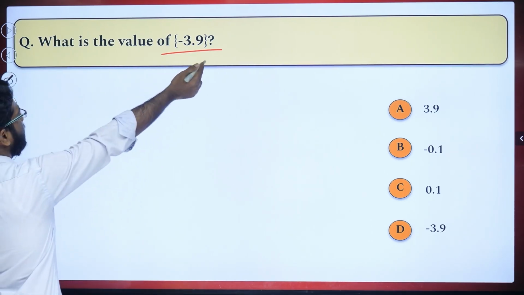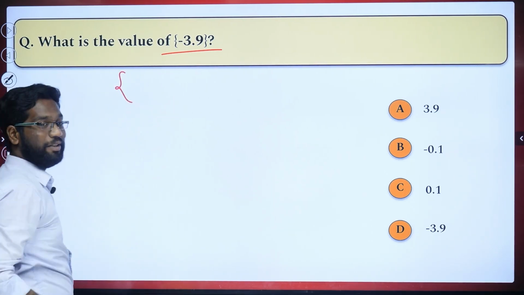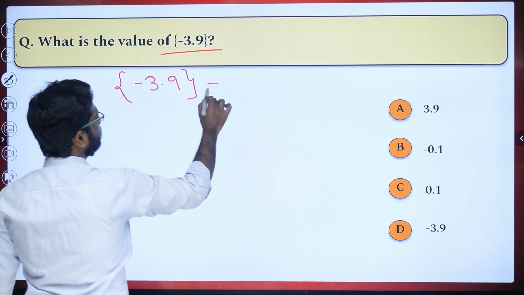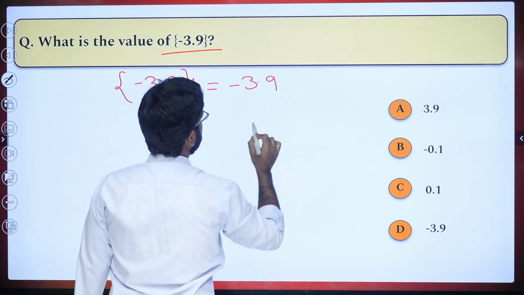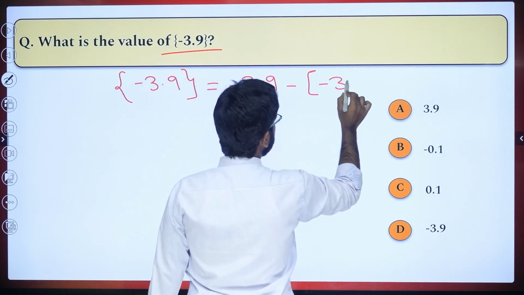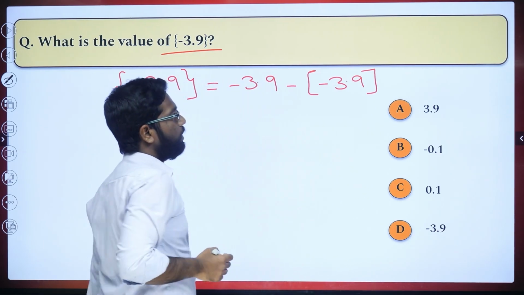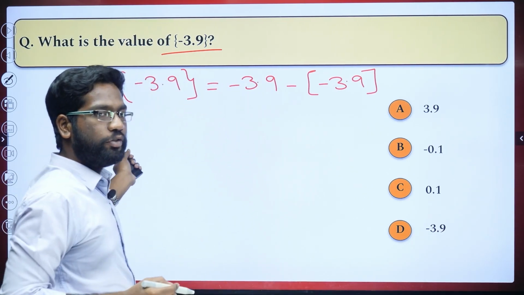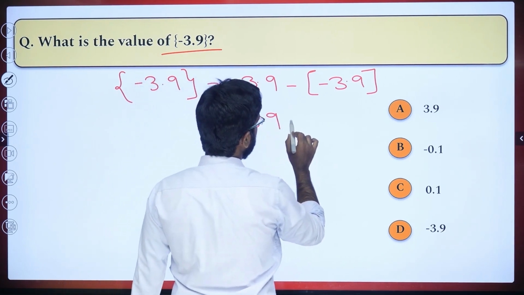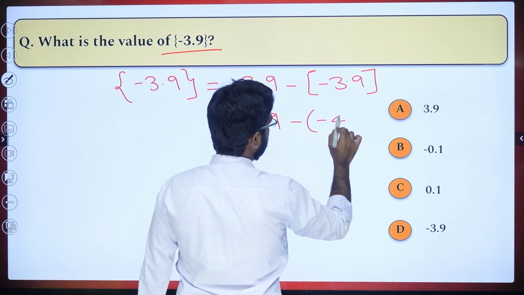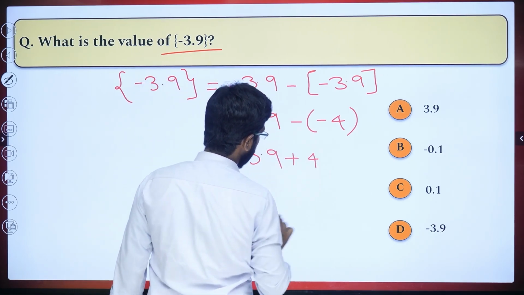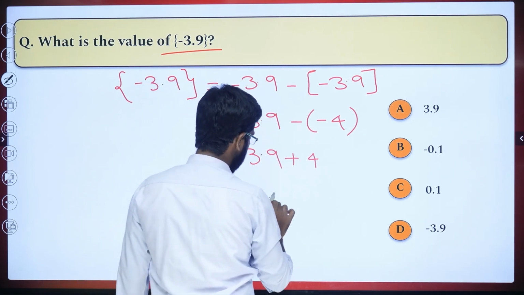Okay, what is the value of the fractional part of minus 3.9? So minus 3.9 minus the greatest integer value. We know it always takes the left side value, my dear students. So minus 3.9 minus of minus 4, so minus 3.9 plus 4, which equals 0.1.